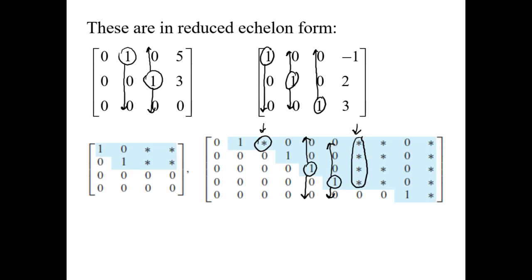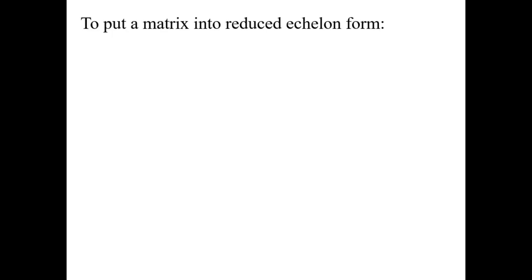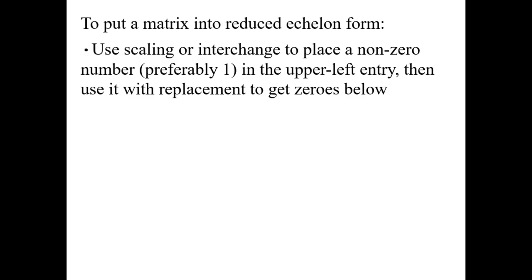Okay, so we've talked about what we're allowed to do to change a matrix. We've talked about the forms that we want the matrix to become, echelon form or reduced echelon form. The next thing we have to talk about is how to make that happen, right? How to use our row operations to put a matrix into echelon form or reduced echelon form. And so here's our method. To put a matrix into reduced echelon form, we're going to use either scaling or interchange to place a non-zero number, preferably 1, but it doesn't have to be, in the upper left-hand entry.